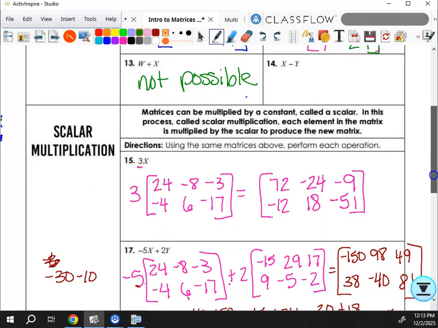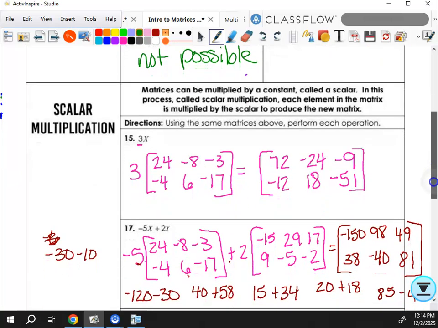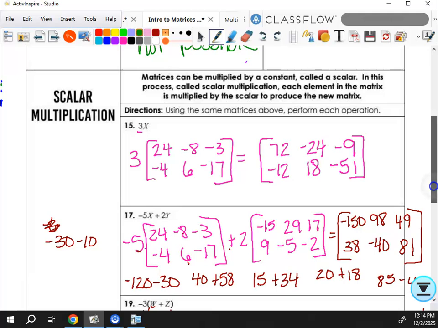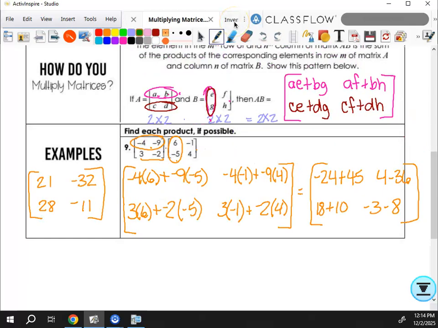Scalar multiplication is just multiplying by a number. You literally just multiply everything in there by whatever that is, 3x and 3 times everything. So we did something like negative 5x plus 2y. We had to multiply all that by negative 5, all that by 2, and combine them, right? Then we've also multiplied matrices. So first row with the first column, and you add stuff up. And obviously, the bigger the matrices get, the longer all that stuff takes.